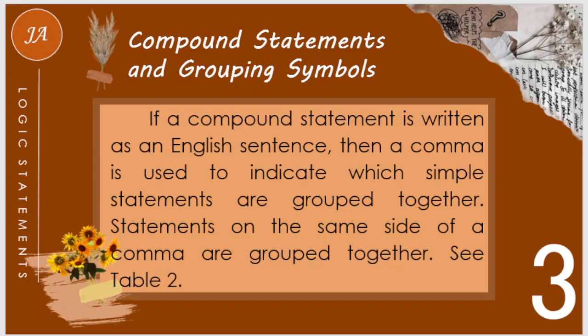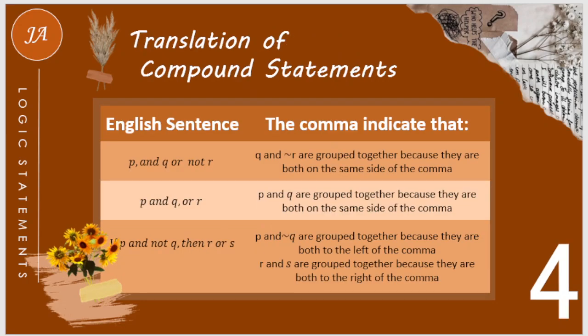If a compound statement is written as an English sentence, then a comma is used to indicate which simple statements are grouped together. Statements on the same side of a comma are grouped together. So let's have here Table 2. These are the examples for English sentences. The first one is P, comma, and Q or not R.